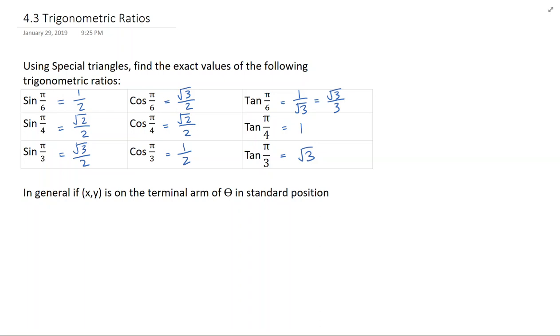Hello, so this is section 4.3 on trigonometric ratios. In class, we've already looked at special triangles and found the exact values of the following trigonometric ratios. And this table is filled in.